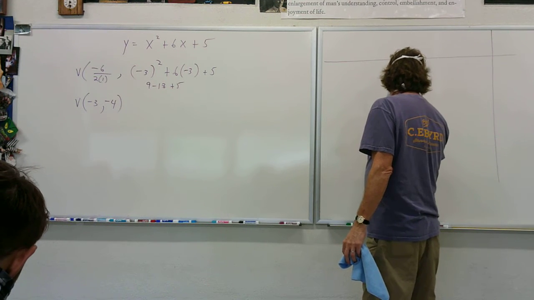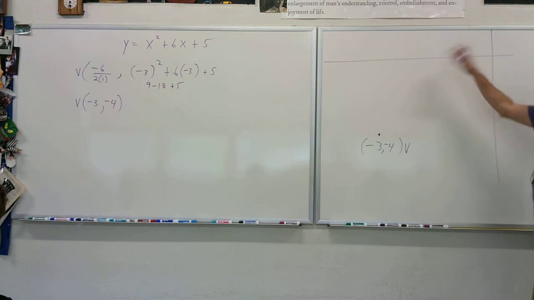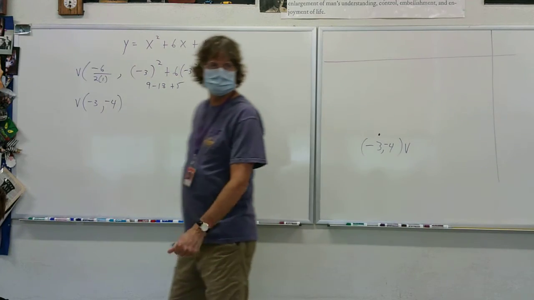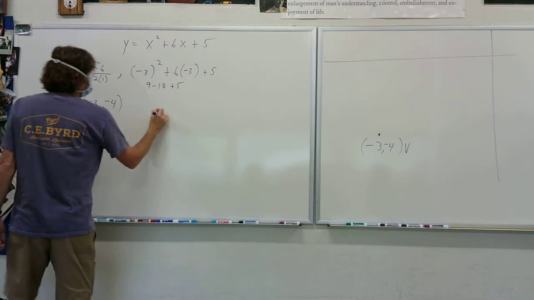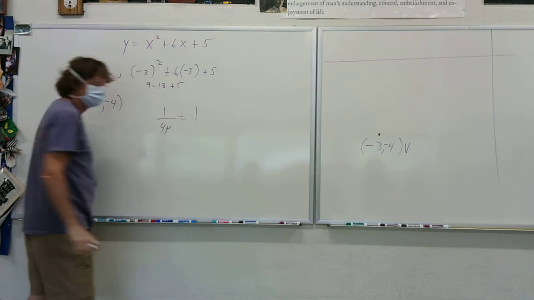Negative 3, comma, negative 4. There's your vertex. A lot of times I just don't even worry about the x and y axis because they're really going to be way up there, right? Okay. Now, once I find that, I know it opens up. 1 over 4p equals 1.